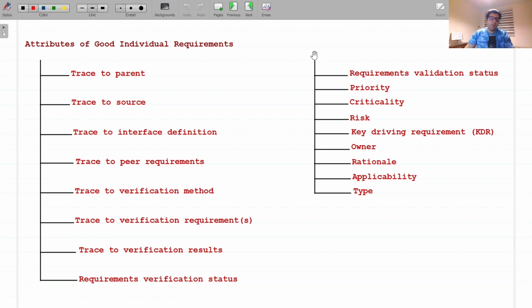The type field is most useful because it allows the requirements database to be viewed by a large number of designers and stakeholders for a wide range of uses.